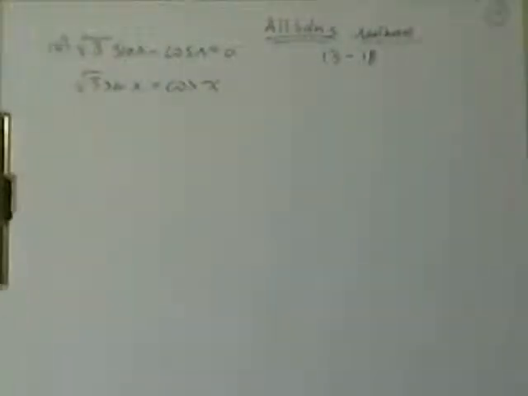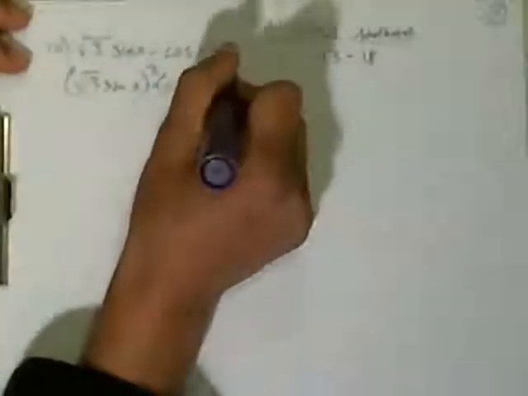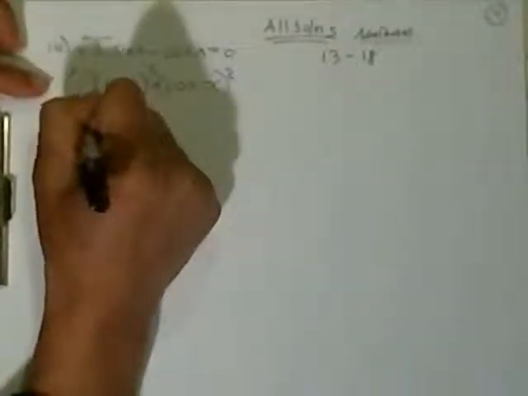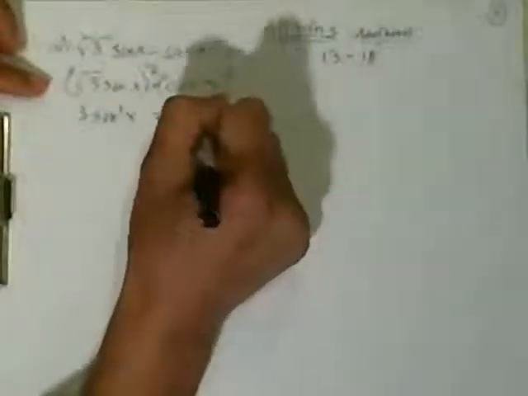Let's use purple this time. We haven't used purple in a long time. So square root of 3 times sine of x times the square root of 3 times sine of x is 3 sine squared of x, which is equal to cosine squared of x.